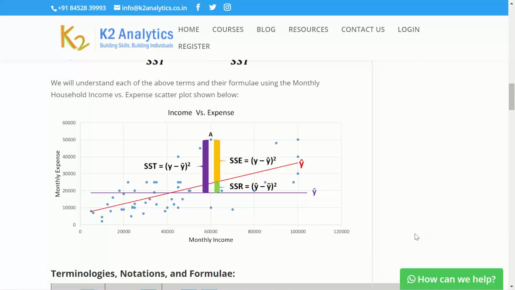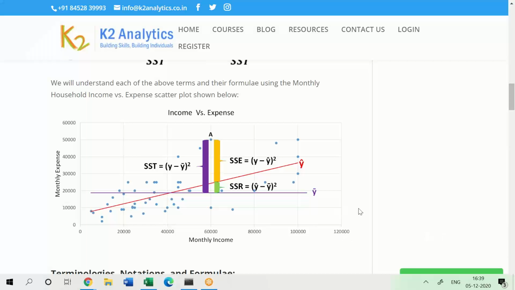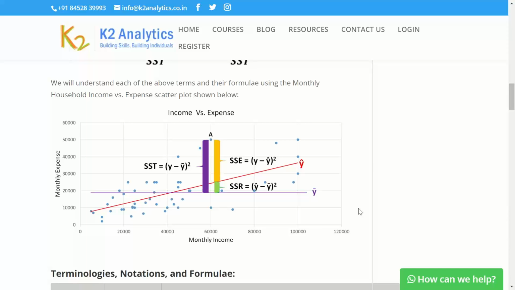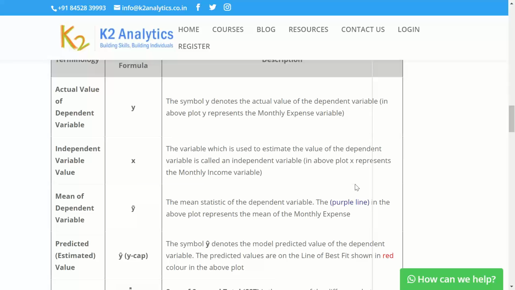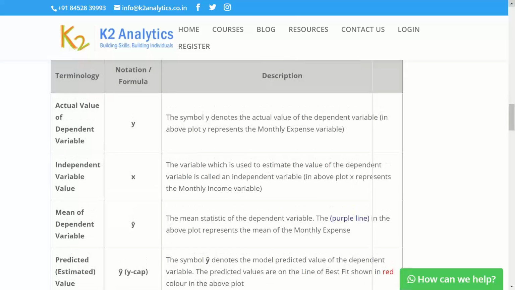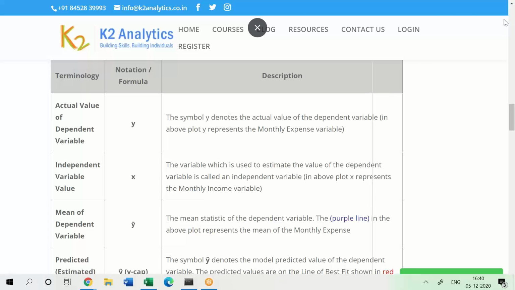So remember, in regression, we minimize sum of squared error. We don't minimize sum of error. That's why here in the plot, in the image, all of the terms have been shown with squared terms. Let's quickly see each and every terminology. Let's get into those.